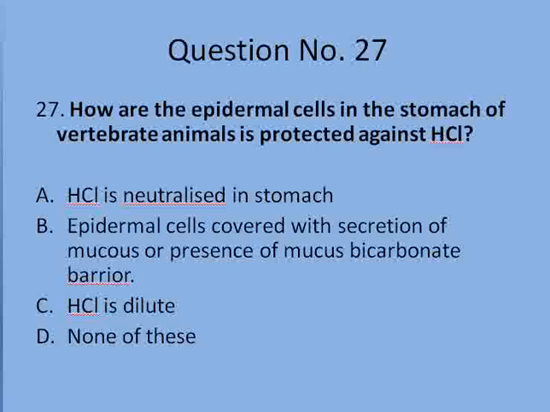We know that HCl is an acid. Generally, acids are corrosive in nature. So when HCl is produced in the stomach, automatically the epidermal cells may be corroded or affected. So the question here is, how are epidermal cells in the stomach of vertebrate animals protected against this HCl?